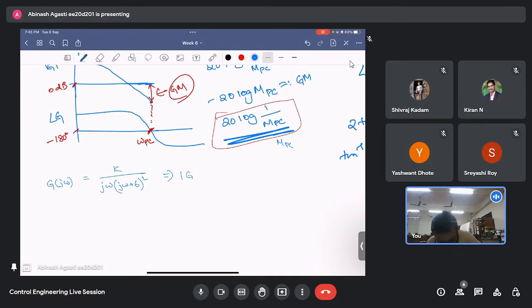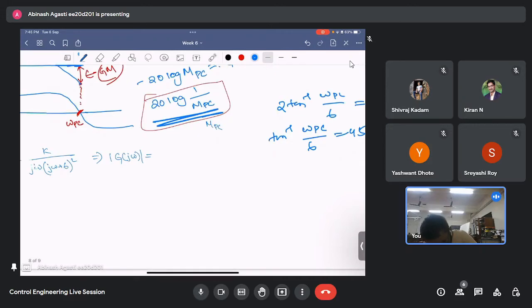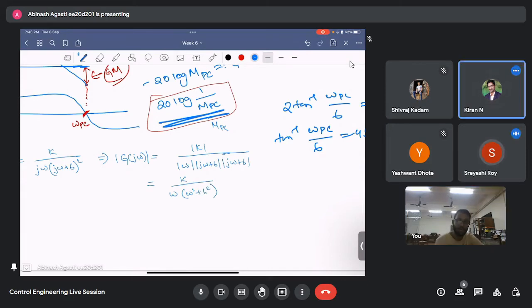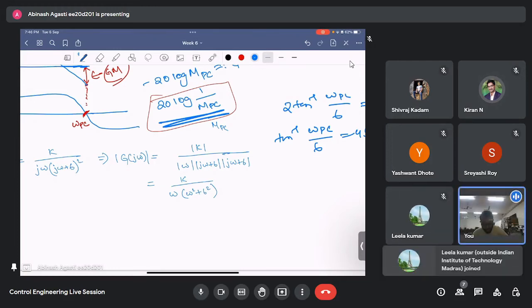So let us first find out the mod of G(j omega). This is K by omega into the magnitude of (j omega plus 6) into (j omega plus 6). So this is K by omega into (omega square plus 6 square). Is it clear till now? Yes, sir. Okay.